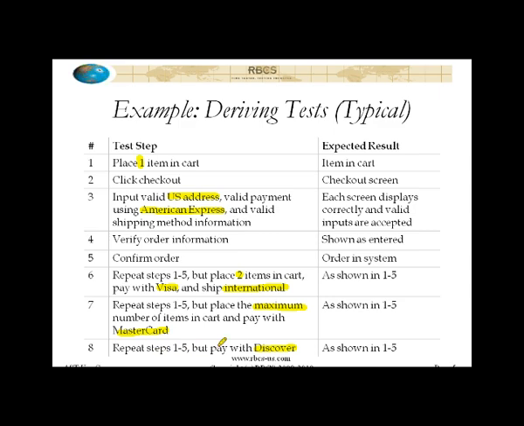And then step 8, we're going to repeat steps 1 through 5, but we're going to pay with a Discover card. And that covers our equivalence partitions. So that's what we wanted to do.